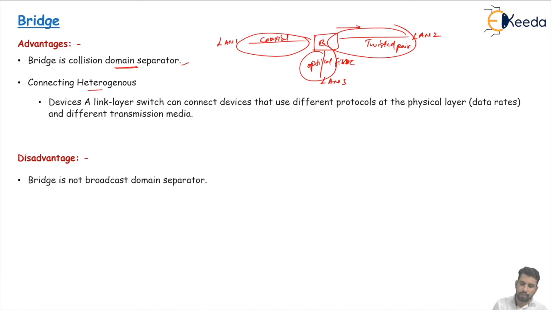Next, one of the main disadvantages is that a bridge is not a broadcast domain separator. Even though it has the lookup table and takes the decision of forwarding a particular frame, it is not a broadcast domain separator.